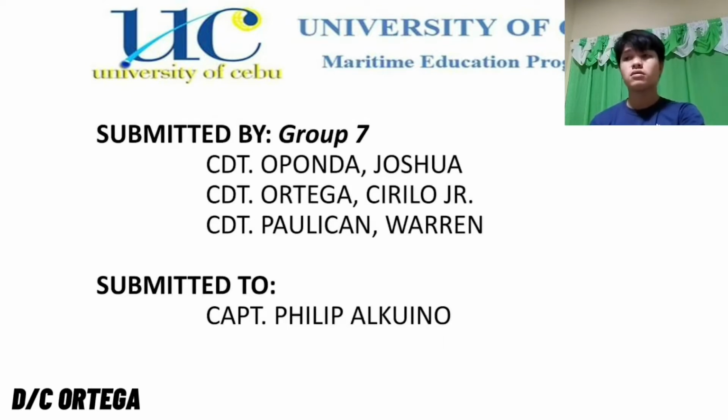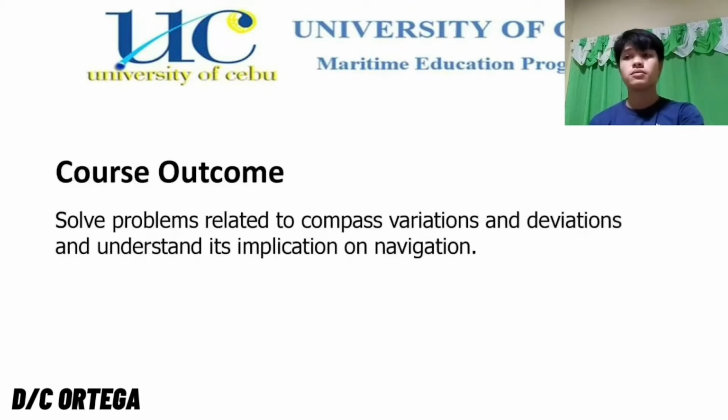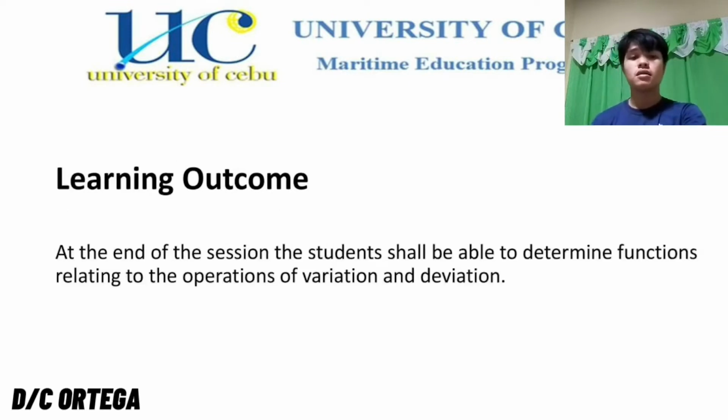First, the course outcome. Our course outcome is to solve problems related to compass variations and deviations and understand their implications on navigation. Learning outcome: at the end of the session, the student shall be able to determine functions relating to the operations of variation and deviation.